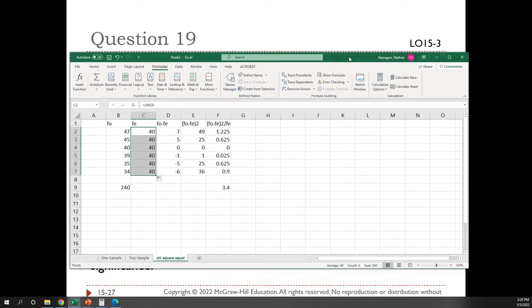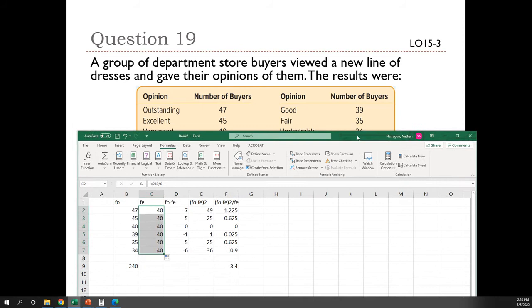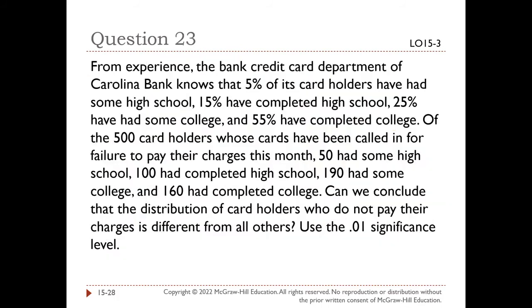So again, now I've built the chi-square for chapter 13, or 15. I don't know. I'm stuck on 13. The regression.